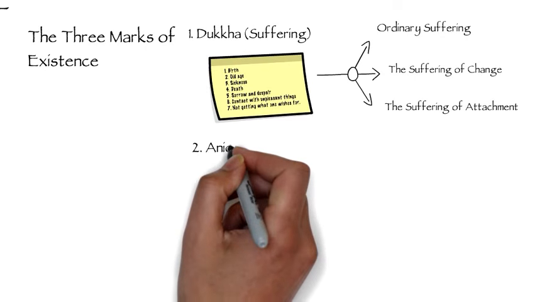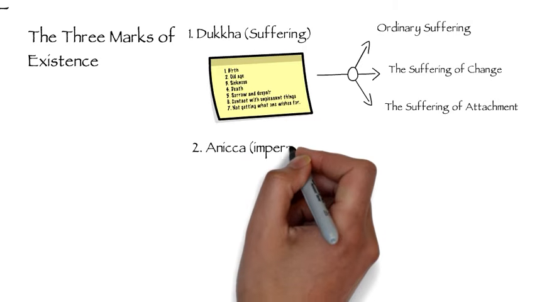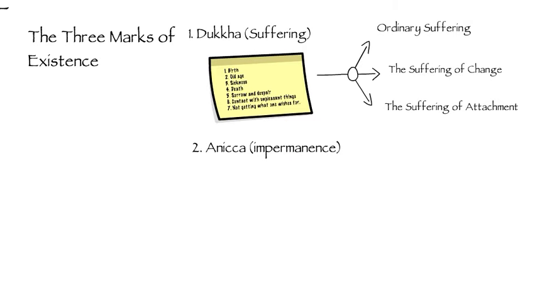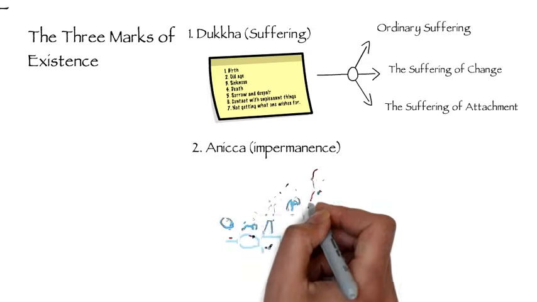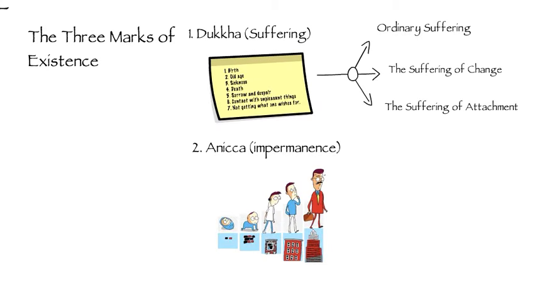The second mark of existence is anicca. This is usually translated as impermanence. The Buddha observed that everything is impermanent and constantly changing. Nothing lasts forever. We're all born, grow, age and die.